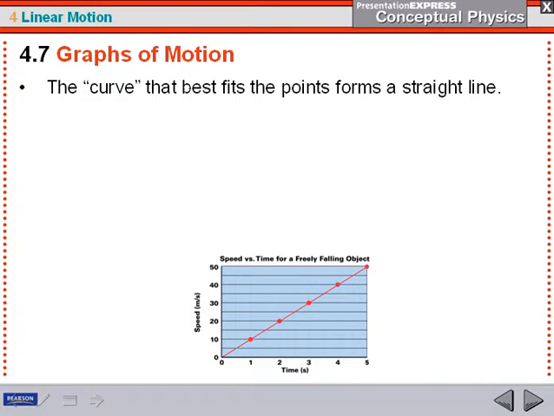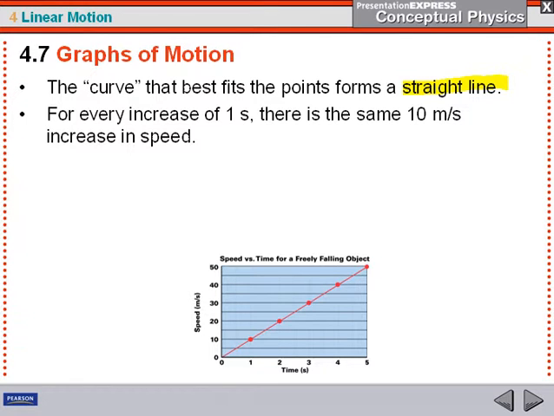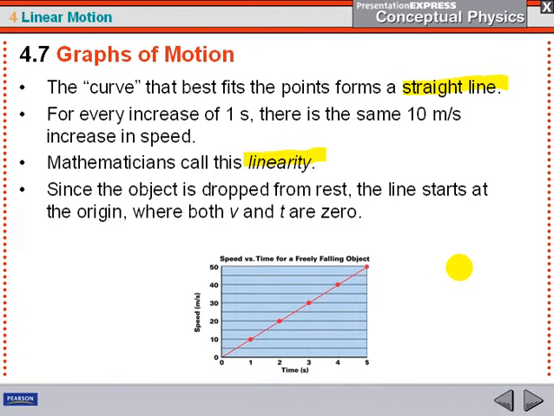I often hear of best fit curves. So the curve that best fits the points in this line is a straight line, and this relationship is a straight line. And so, like we said, for every second there's a 10 meters per second increase, and this is called linearity. You can see it's a straight line, and because they dropped it from rest, the line starts at the origin. Right here, that's the origin. V and T are both 0 there.